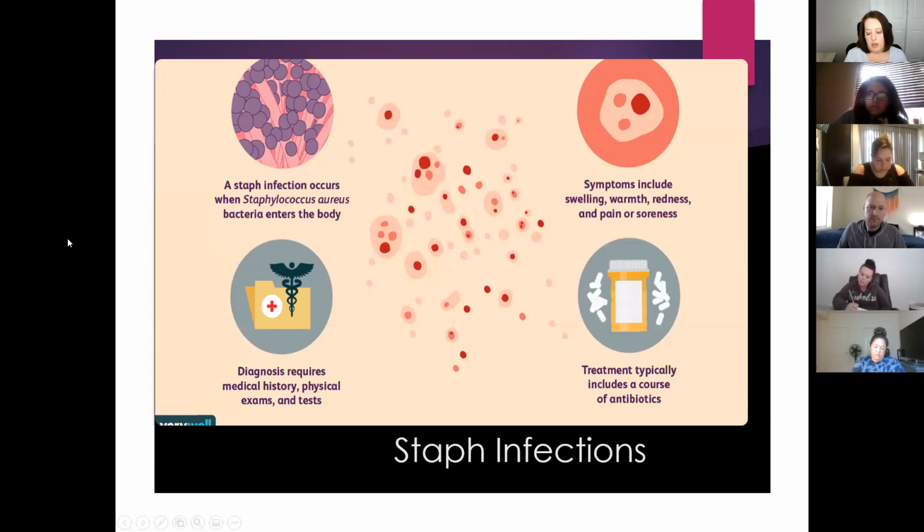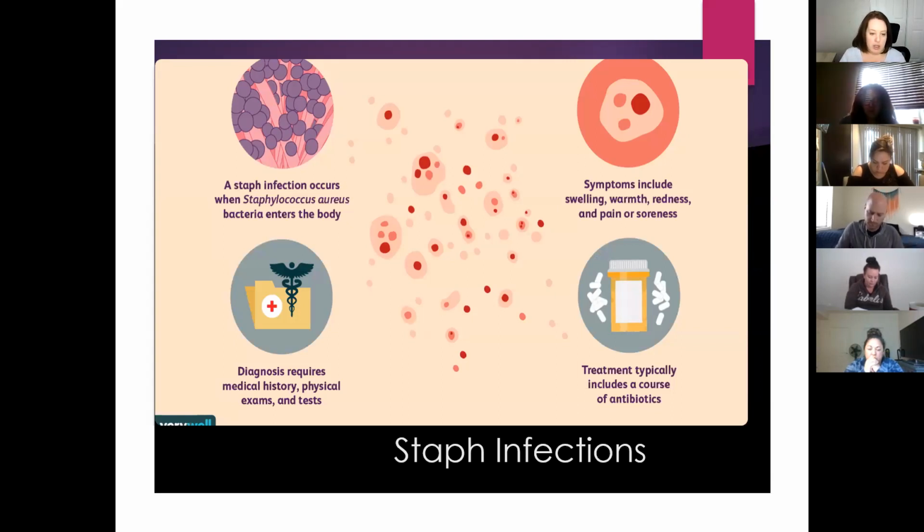So a simple term that the public has commonly heard is a staph infection. That's when the bacteria enters the body. Symptoms include those that we've already talked about: swelling, warmth, redness, pain, sores. It could be somebody has broken skin and has come into contact with staph and it causes an infection. It can happen in a surgical site that's not properly taken care of, both once the patient goes home or in the hospital.